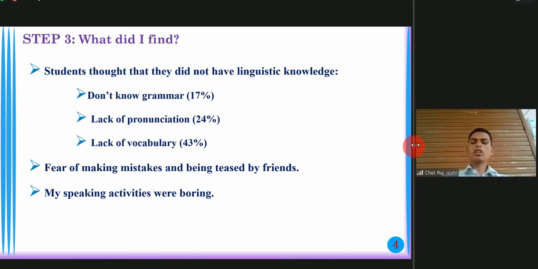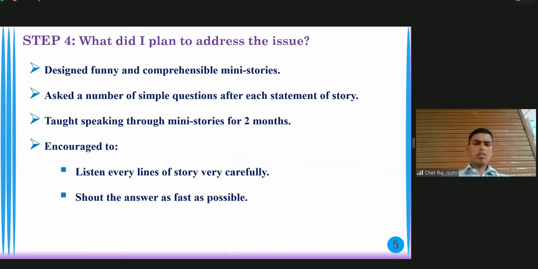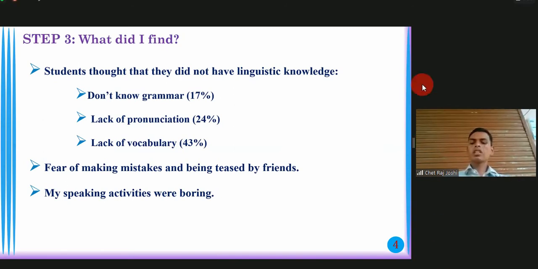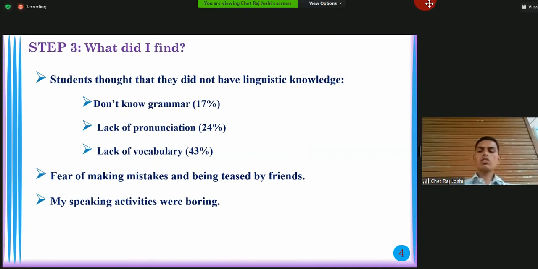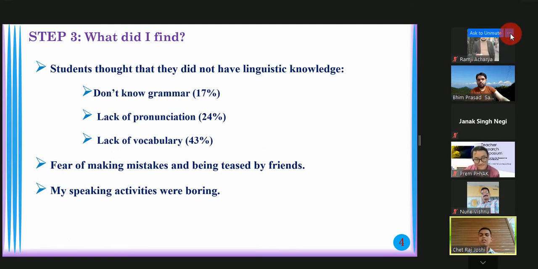My major findings were that the majority of students did not take part in speaking activities because they thought they did not know enough grammar, words, and pronunciation. Fear of making mistakes and being teased on mistakes by their peers were also causes of remaining silent. It was also found that my teaching activities were not interesting, and many students said they felt bored during speaking activities.